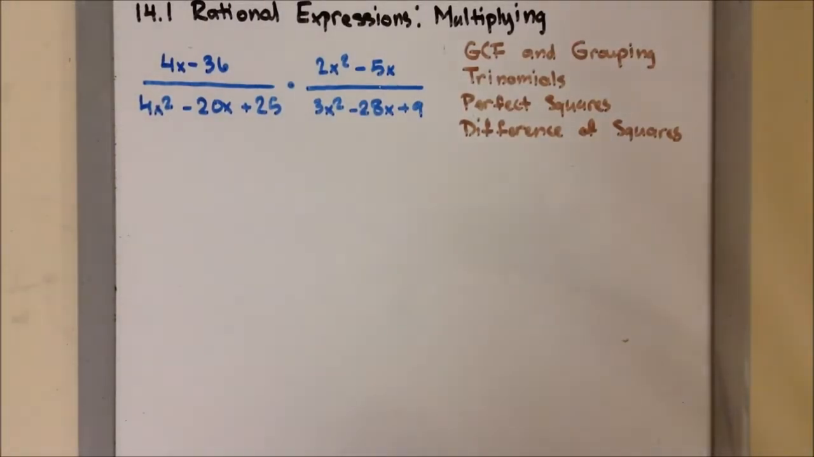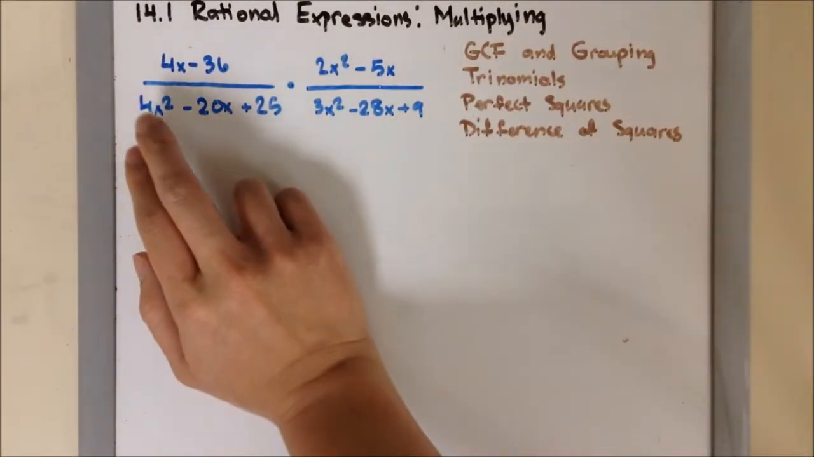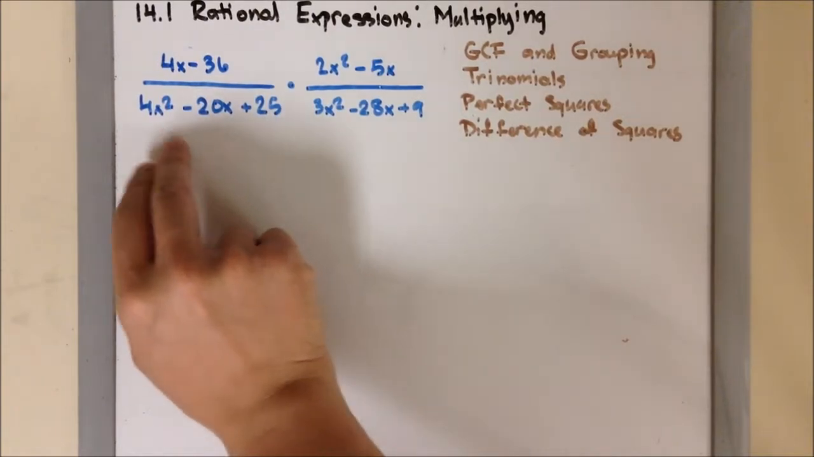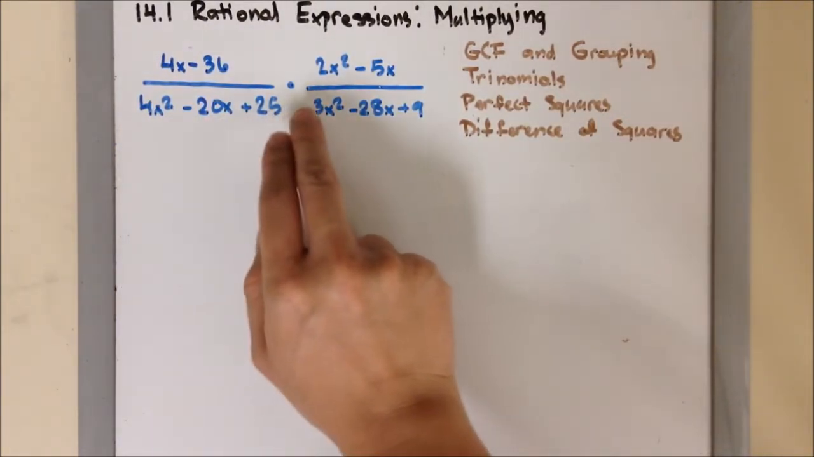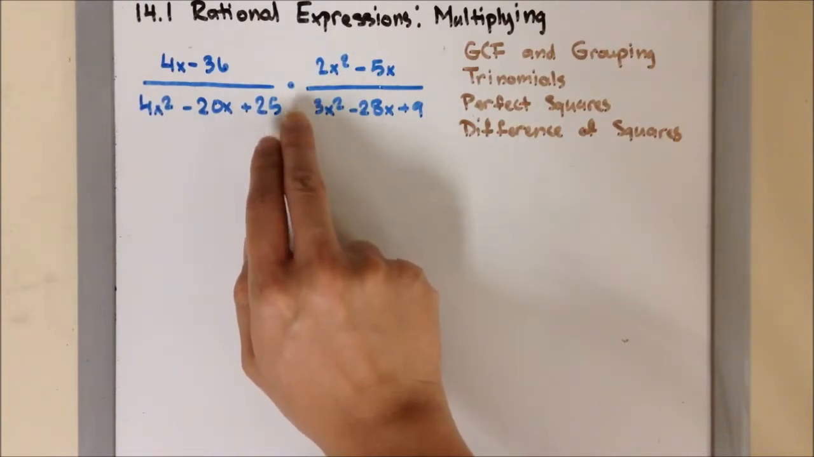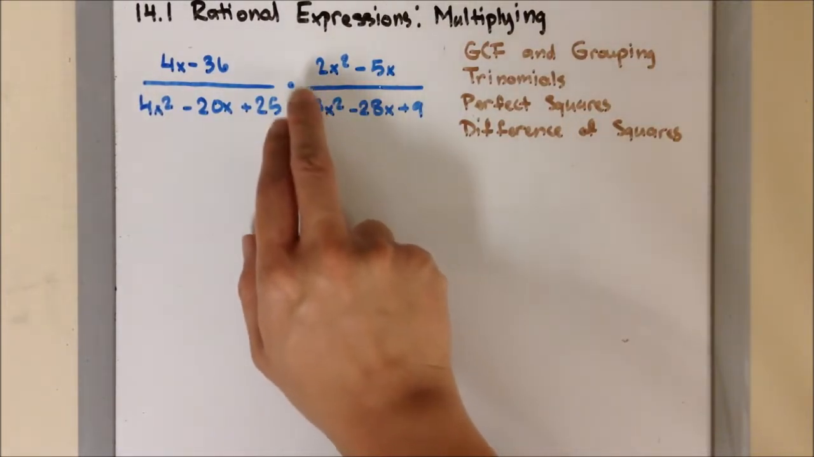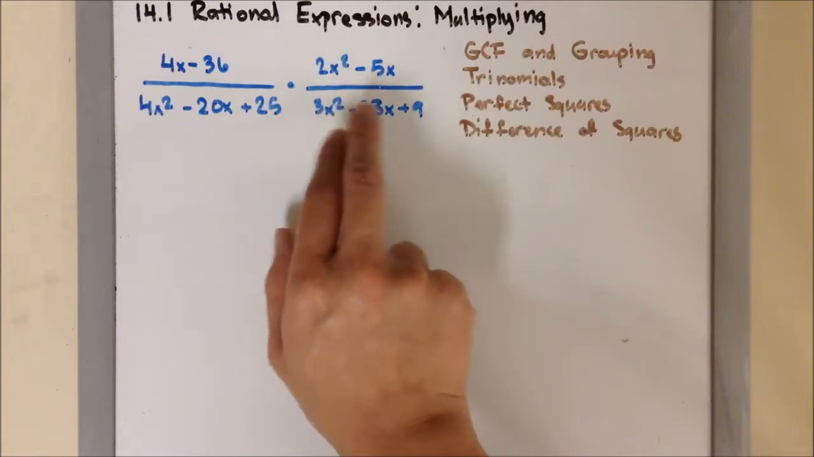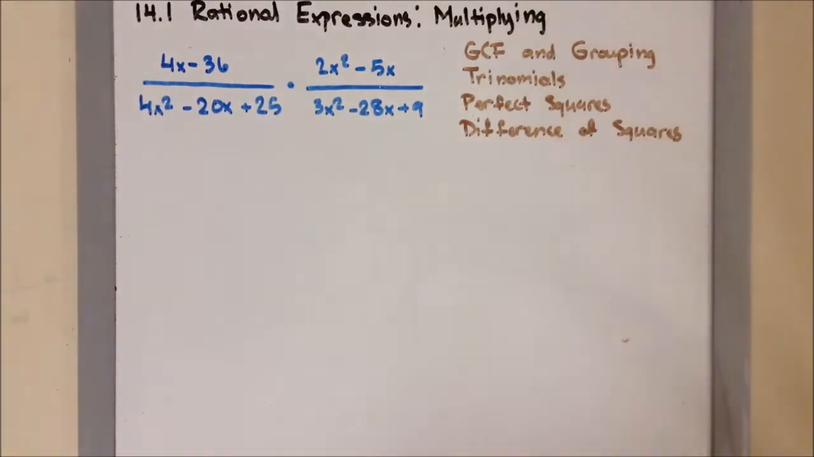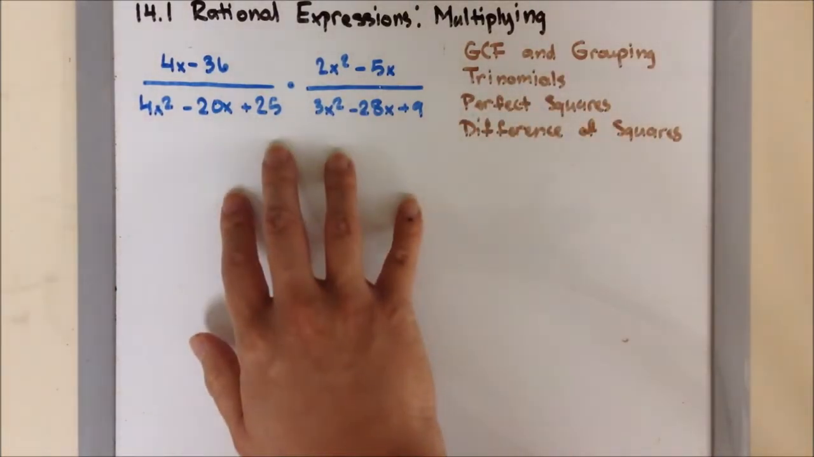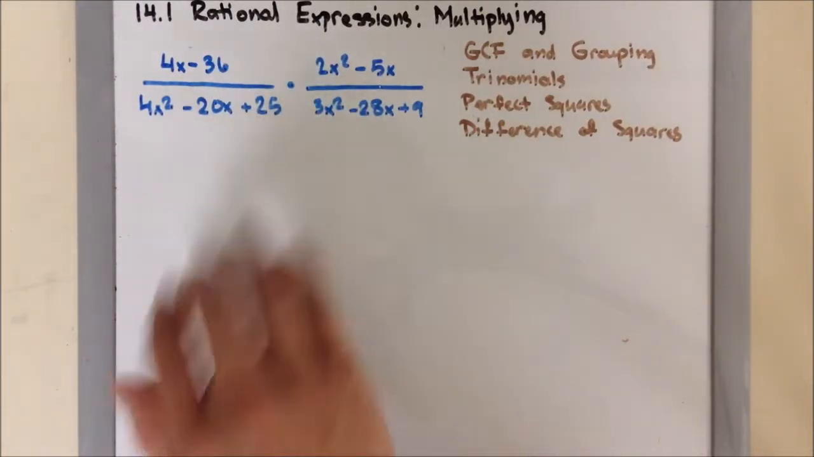Alright, in this second example, in our first fraction, we have 4x minus 36 over 4x squared minus 20x plus 25. It's multiplying to our second fraction, 2x squared minus 5x over 3x squared minus 28x plus 9. Alright, so we're going to use all the factoring techniques, all the factoring rules for each of the four parts that we see in this example.